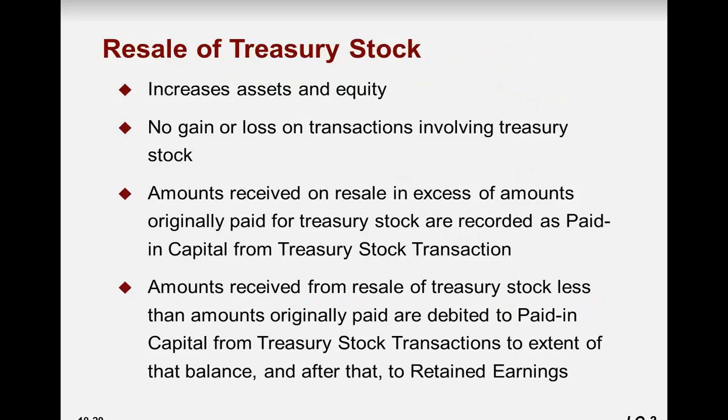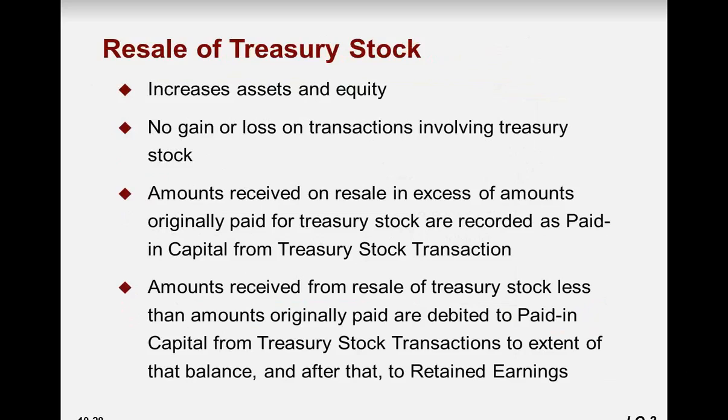We don't record gains and losses. Any amount received in excess of the amount originally paid for that Treasury stock is recorded as paid-in capital from Treasury stock transactions. Just like we have paid-in capital for common stock and for preferred stock, we have paid-in capital for Treasury stock transactions. Any amounts received from the resale of Treasury stock, less than the amounts originally paid, are debited to the paid-in capital from Treasury stock transactions to the extent of that balance, and after that, to retained earnings.